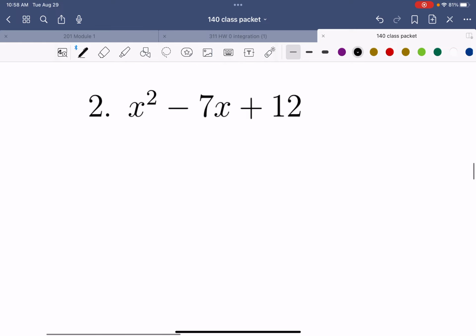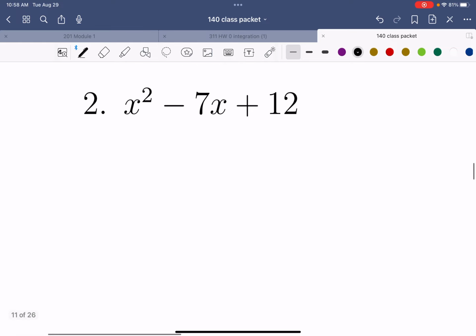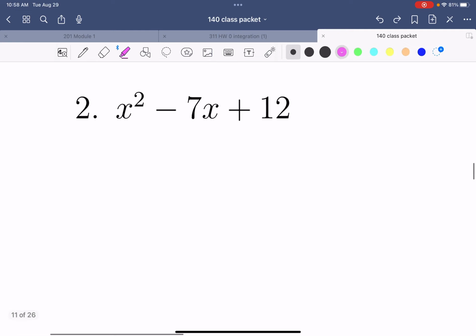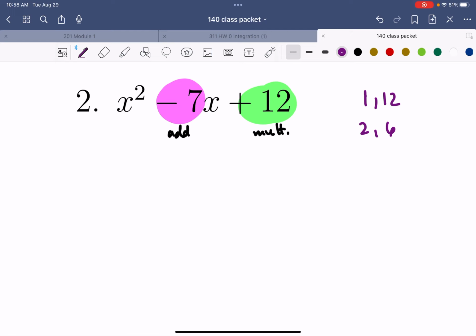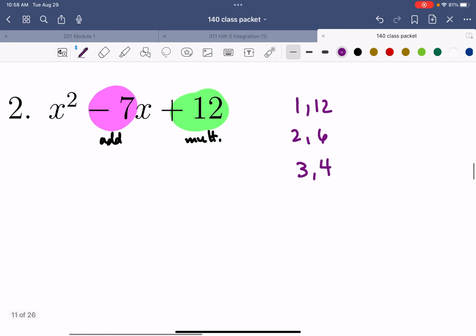Number 2 is a trinomial in which our leading coefficient is just 1 because it's not written. And so all we need to do is take a look at this last term. So we want two things that multiply to 12, and they need to add to negative 7. So let's talk about 12's factors. We can go 1 and 12, 2 and 6, or 3 and 4.